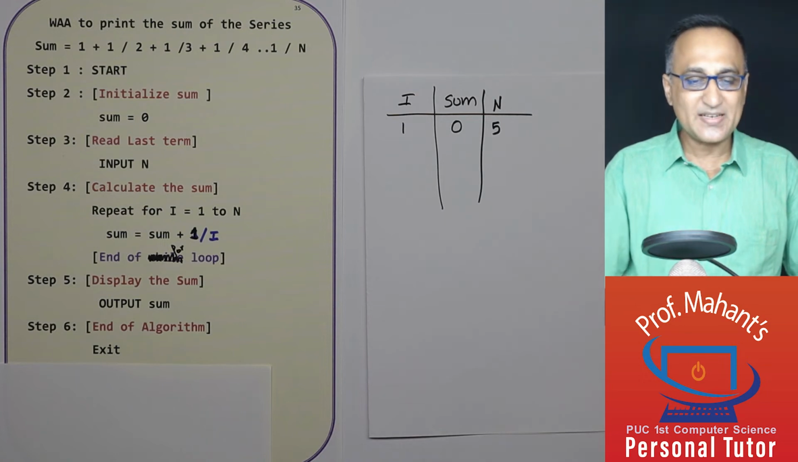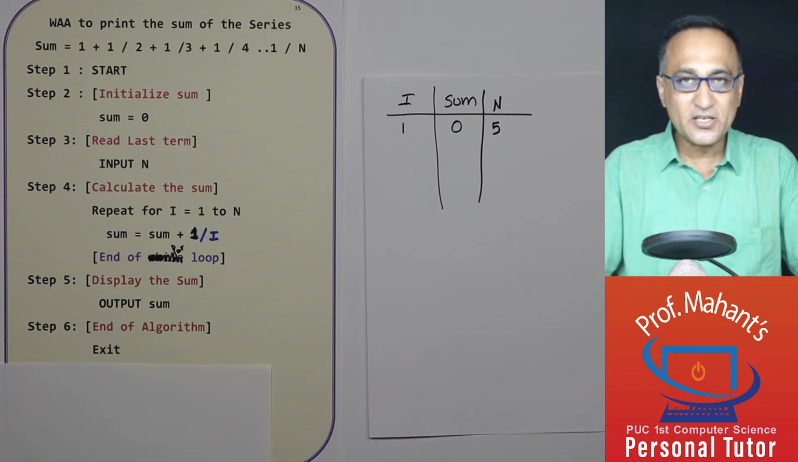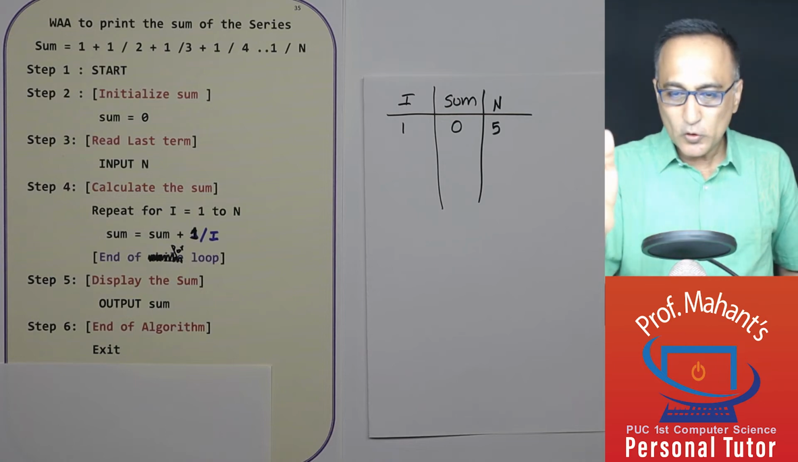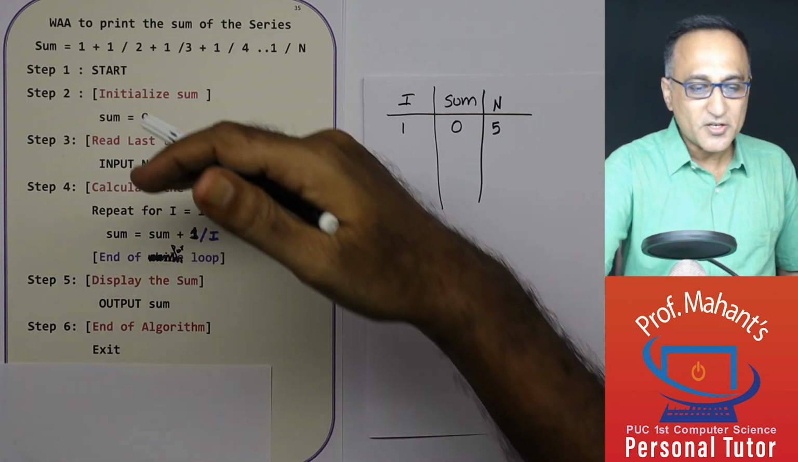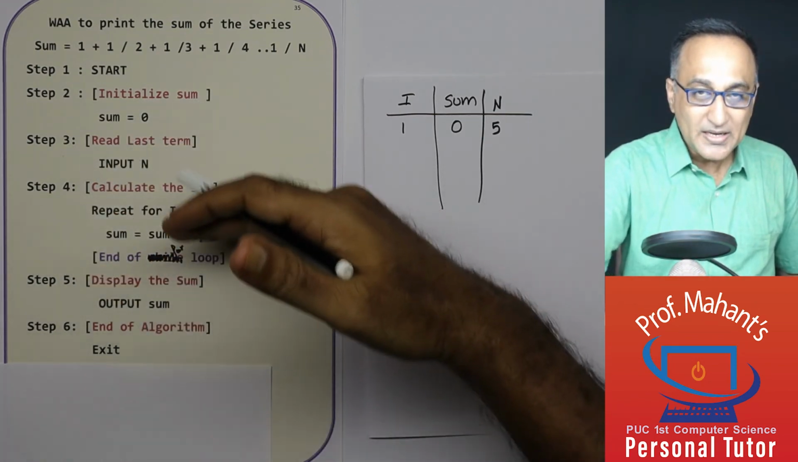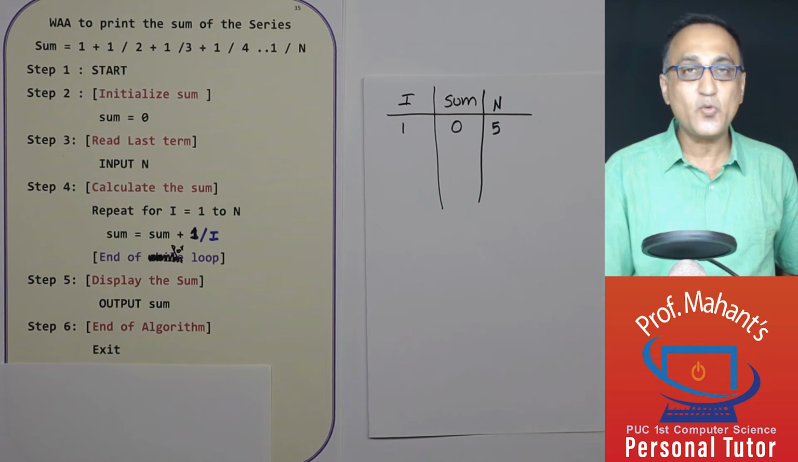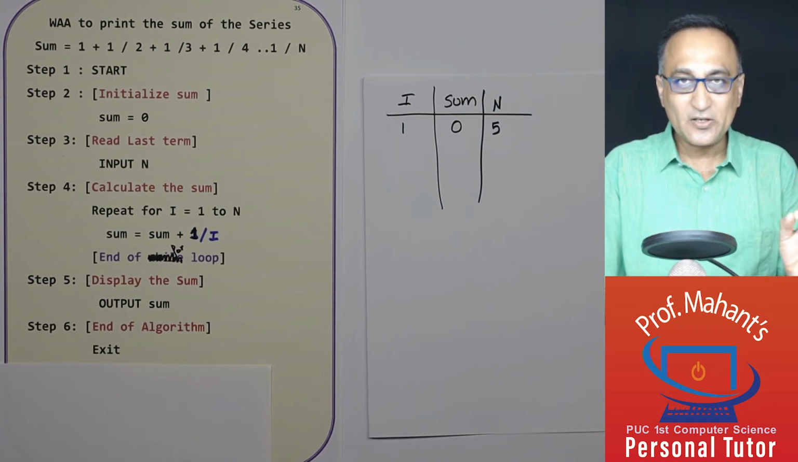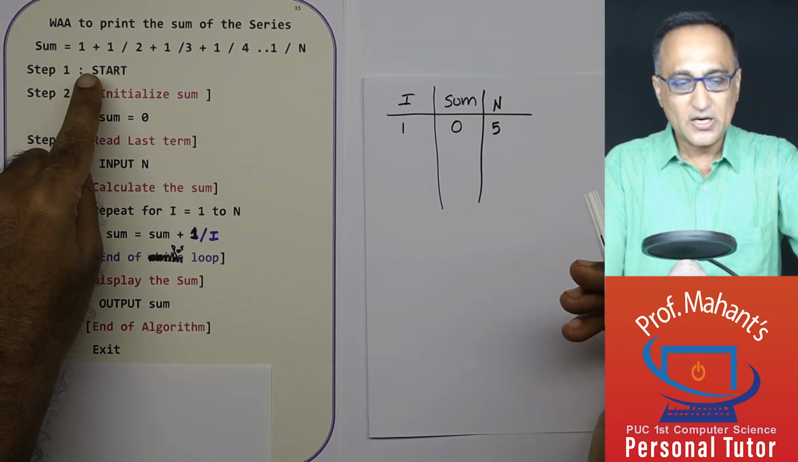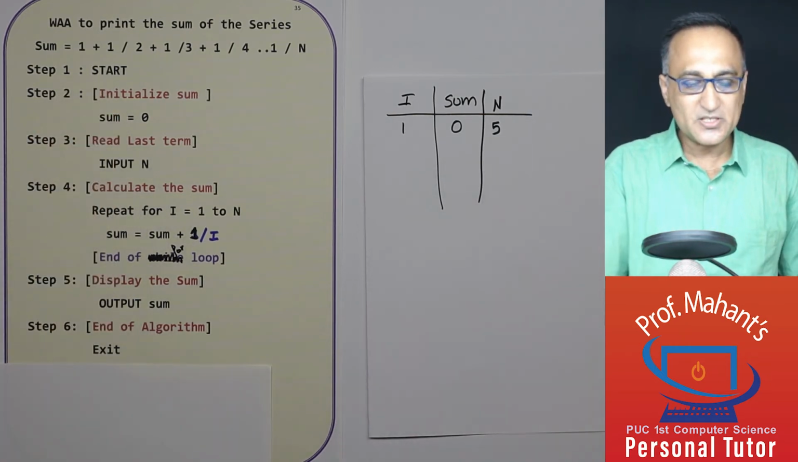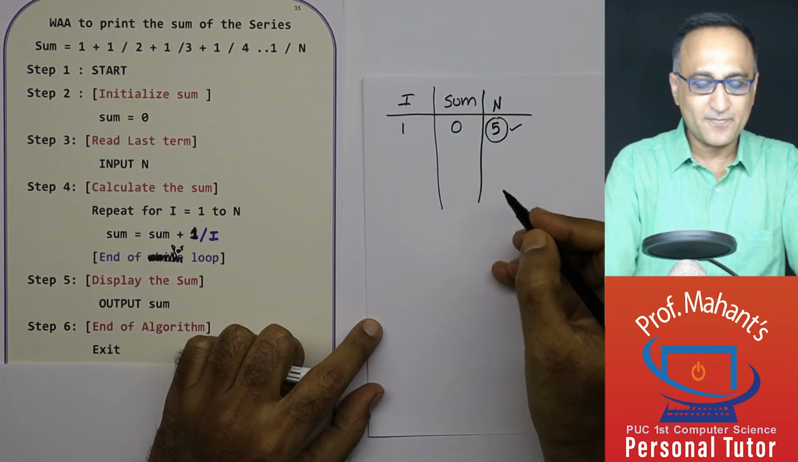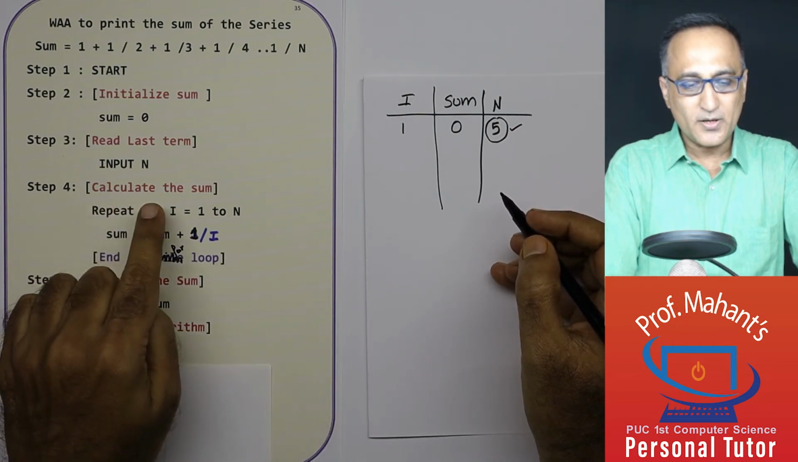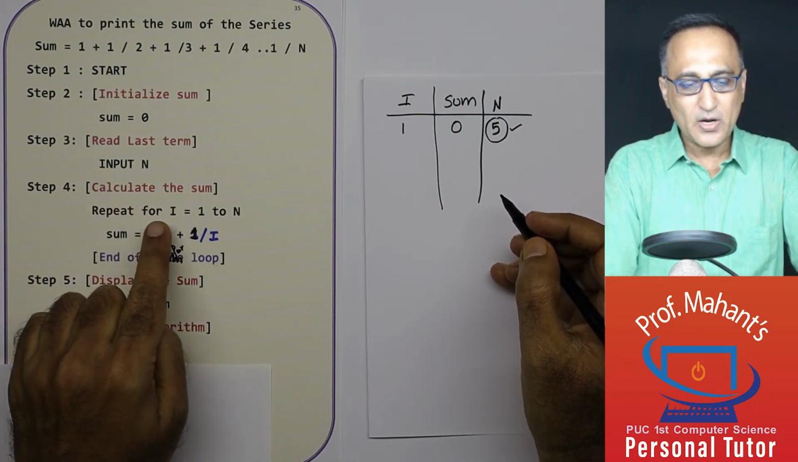The best way to understand this is to run this logic through certain values. You should always check your logic by drawing a table containing variables and seeing what change happens at each step or during each iteration. That is the only way you will know whether your logic is right or not. There is no other way. Start. Initialize sum to 0. Read the last term. Let us say the value of n is 5. Now I come to step number 4: repeat this step for I equal to 1 to n.